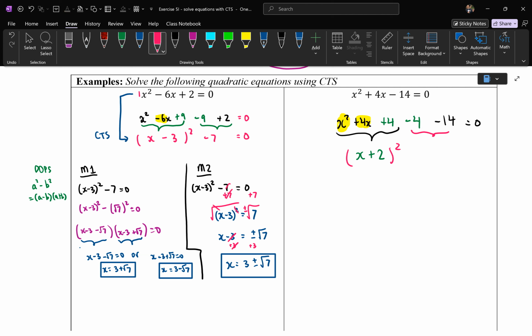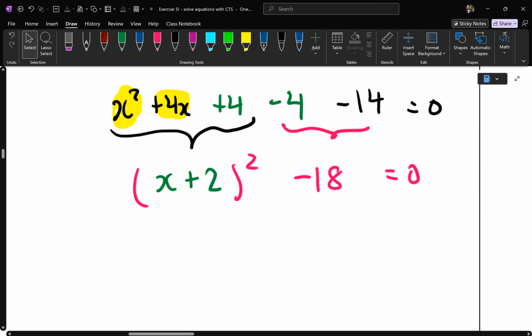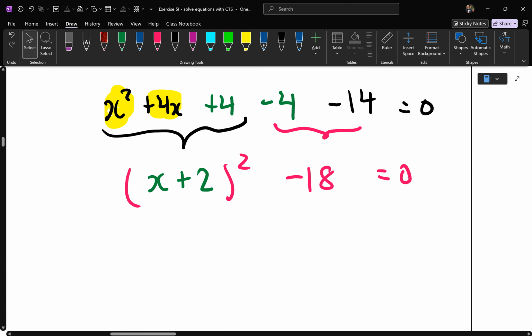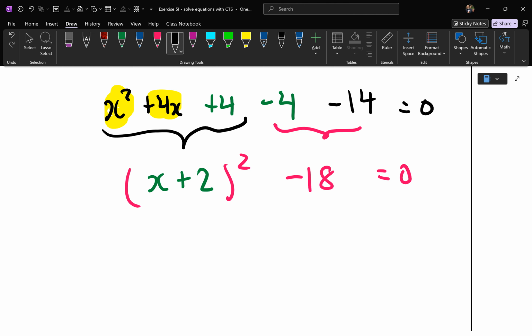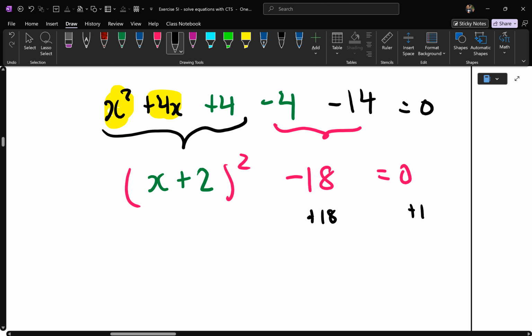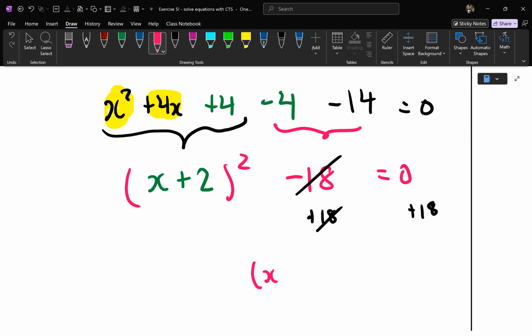Then we work out the outside. Minus 4 minus 14 gives me negative 18. And then from this step, it's up to you whether you want to do method 1 or method 2. I prefer method 2. I like inverse operations, just quicker. So I would have just said add 18 on both sides. That cancels out. You're left with x plus 2 squared is equal to positive 18.